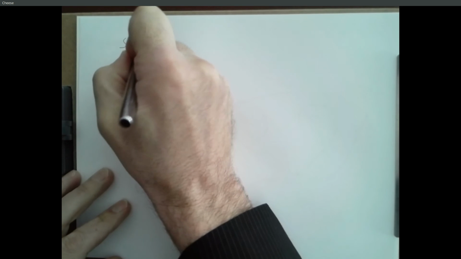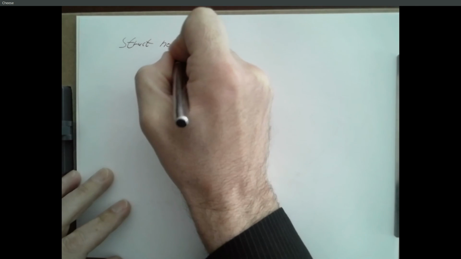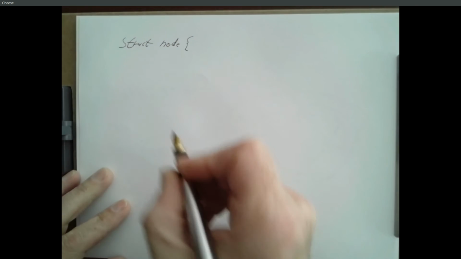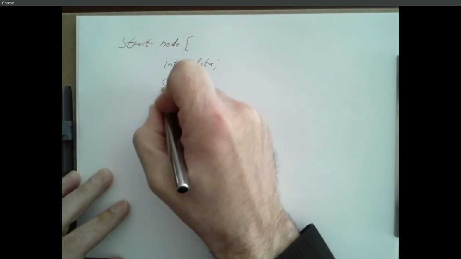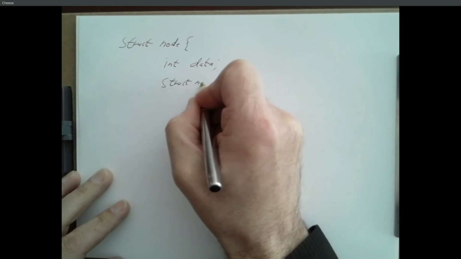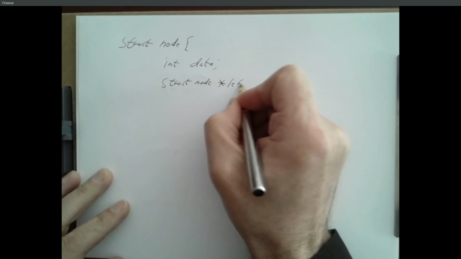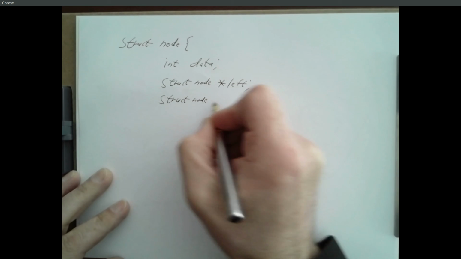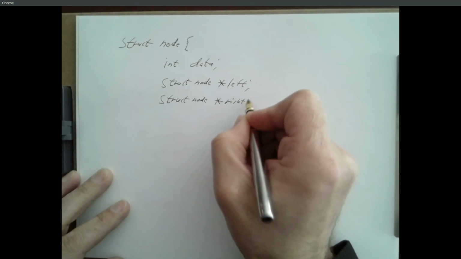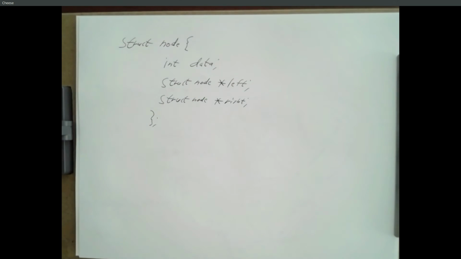All right, so we're going to stay abstract for a while. Well, let's just take a look at a little bit of C code. So what does a node of our tree look like? Well, if it's storing integers, we'll say integer data. And then a struct node pointer called left. Another struct node pointer called right. And that's really all we need for a node. Piece of data and two pointers, one pointer to the left, one pointer to the right.